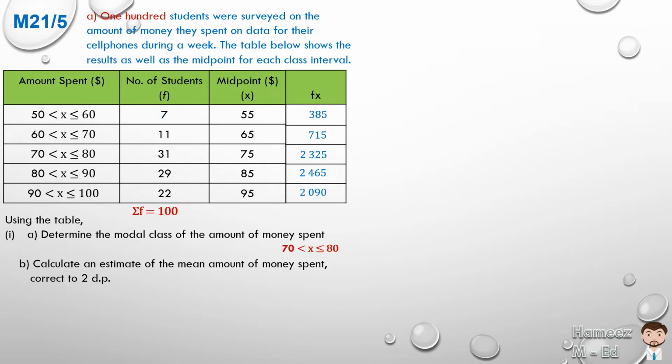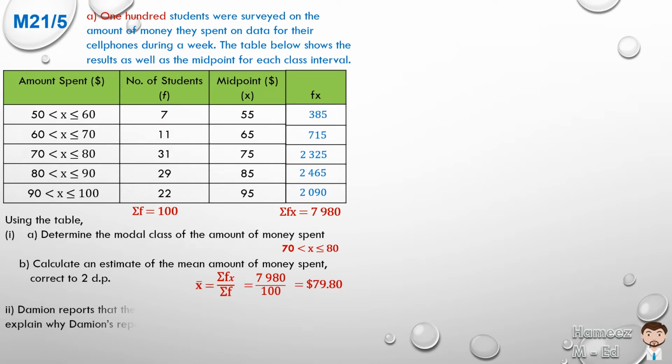And we can total this, sigma fx, the total of all the fx values, and that gives us 7,980. So in calculating the mean, or x bar, that is equal to sigma fx over sigma f. And we already have sigma fx, which is 7,980, divided by sigma f, which is 100. And that will give us $79.80.